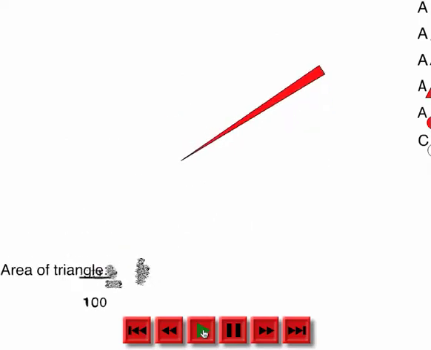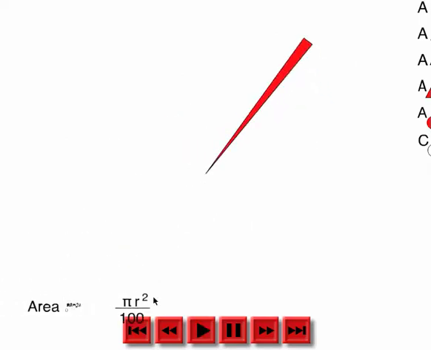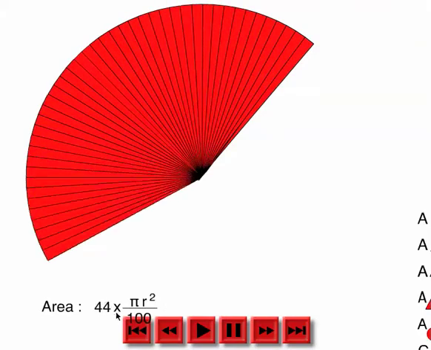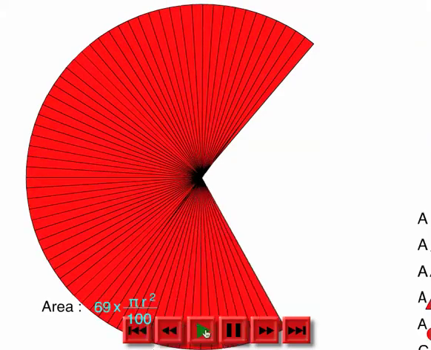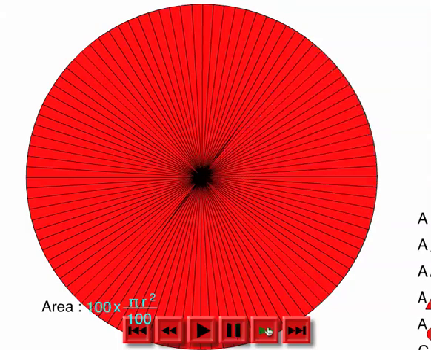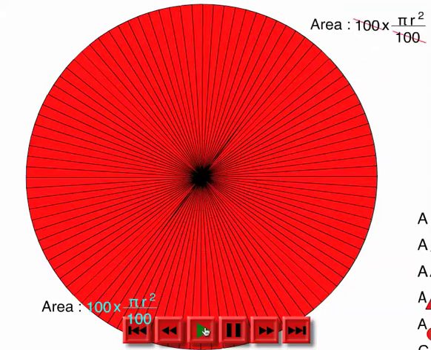So I put that back into the circle. The area of a triangle is pi r squared divided by 100, and look, we're multiplying it by 25, 29, 35, and all the way up. Look at this. The whole circle is 100 times pi r squared divided by 100. Those hundreds cancel, so the area of a circle is pi r squared. And that's how we get the area of the circle.